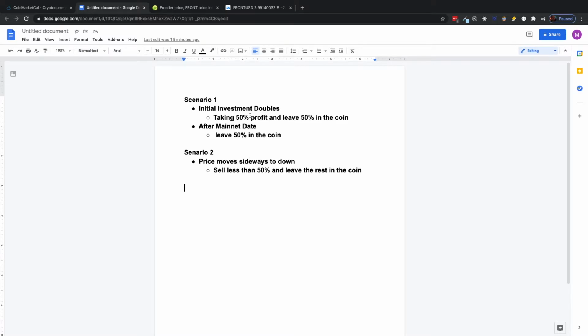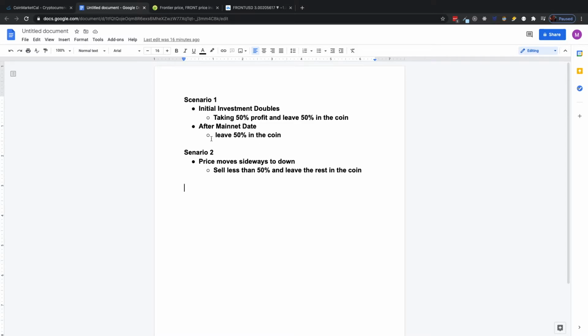So scenario one, this is the best case scenario. If the initial investment doubles, then I'll go ahead and take 50% profit and leave 50% in the coin. Now after that, after the mainnet date, if I like the coin, I'll probably leave the remaining 50% in the coin to ride out this bull market. So in a way, you can leave a stepping stone path behind you of all these coins that you have gone into these testnets with and hopefully been successful with, and leave a lot of these coins behind as a trail in order to grow into further gains for you throughout the bull market.